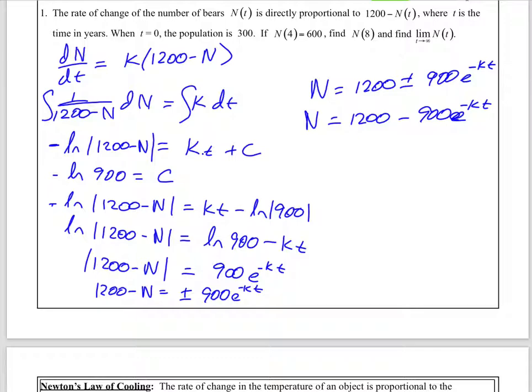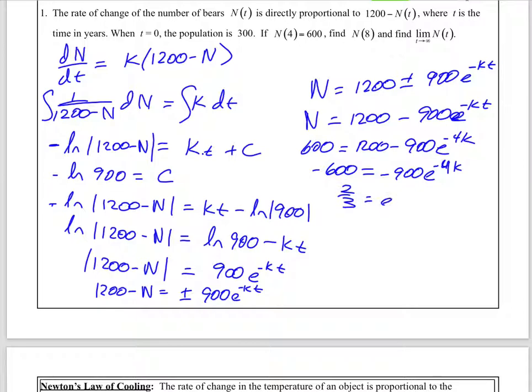Isn't k just a constant? So I stick 600 in here. So we can find out what the constant is. Just like C is a constant, I found out what C is. K is a constant, I got to figure out what K is. So I plug in 600, I plug in 4. So 1200 minus 900 e to the negative 4k. So I subtract 1200, gives me negative 600 equals negative 900 e to the negative 4k. Divide by negative 900, which gives me 2/3.